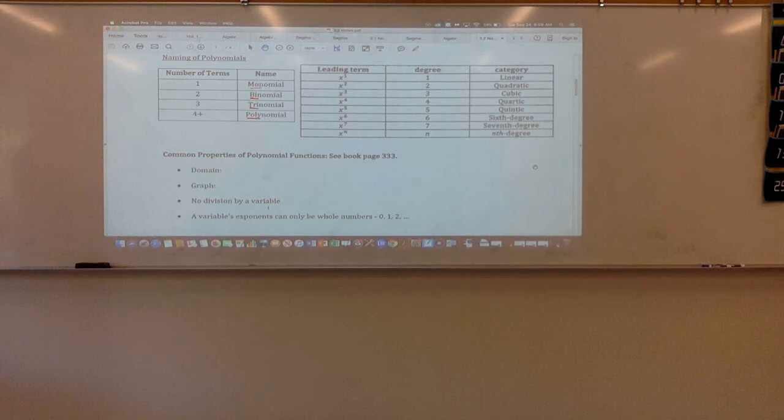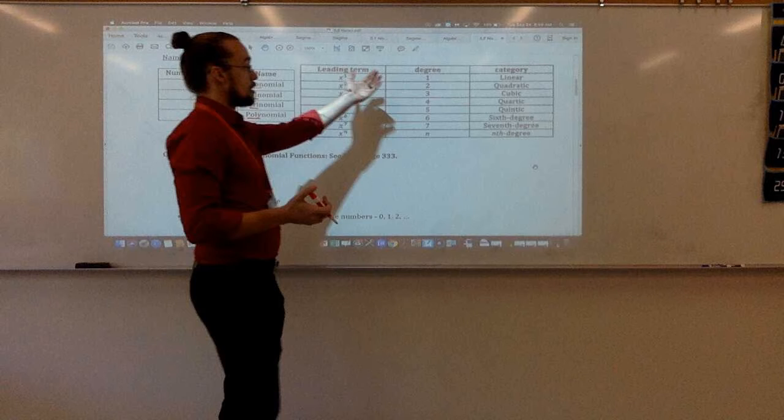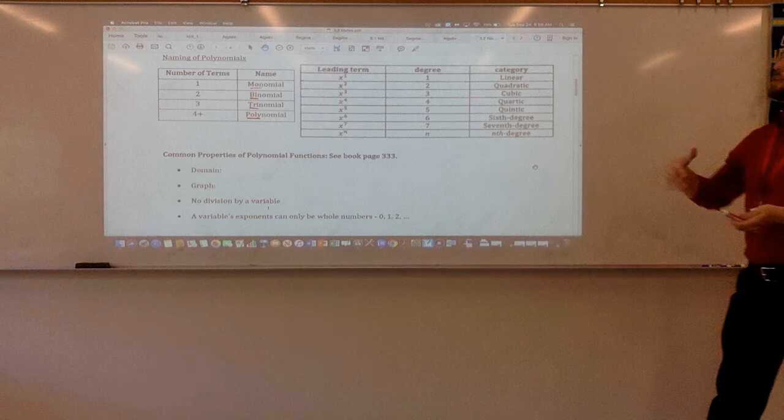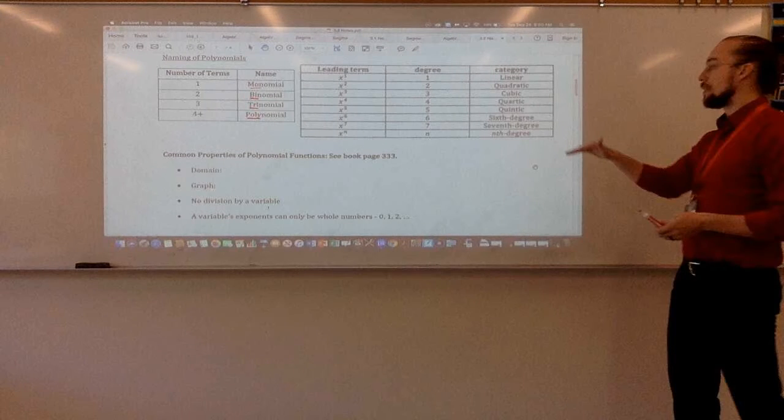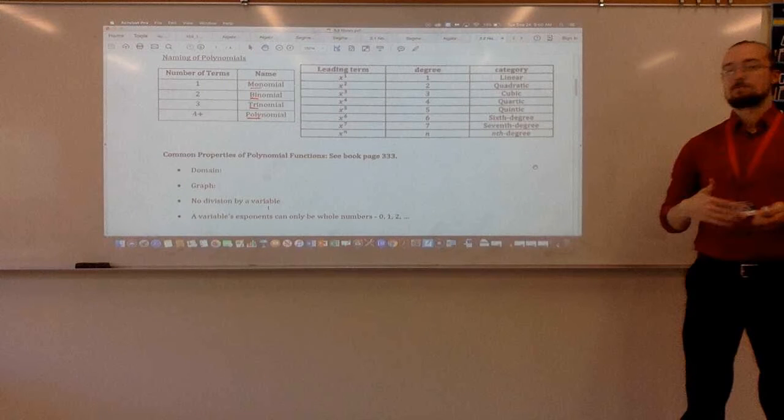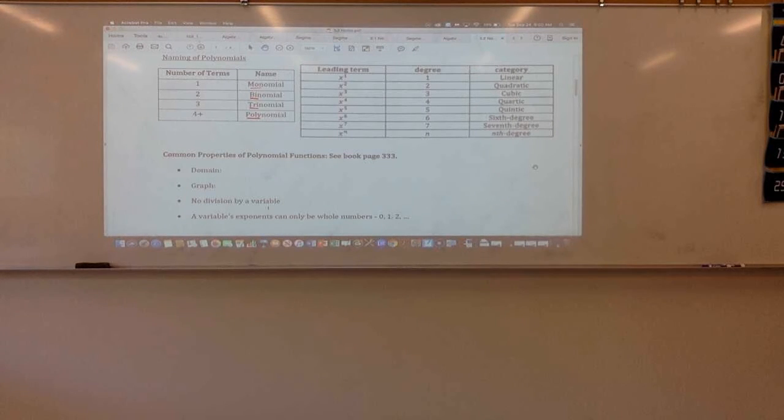Then we can classify them by the degree as well. Okay, first degree is linear, second degree is quadratic, third is cubic, fourth is quartic, fifth is quintic, and then after that, we just kind of say 6th degree, 7th degree, 8th degree.